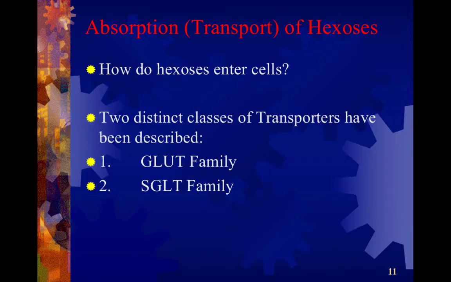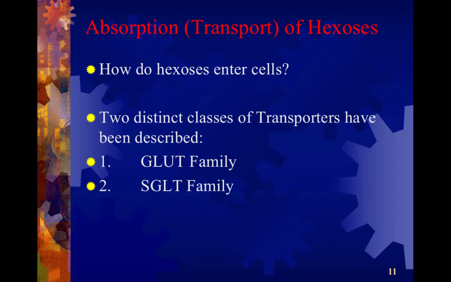And that'll start here. So one of the first questions is, how do hexoses enter cells? And the hexoses that we're going to talk mostly about would be glucose, fructose, and galactose. And remember, they're water-soluble molecules. So in order to go through a lipid bilayer, they need assistance from proteins. And we're going to call those proteins transporters. And there's two families of these transporters that we're going to talk about, the GLUT family and the SGLT family. So let's go ahead and start with that.